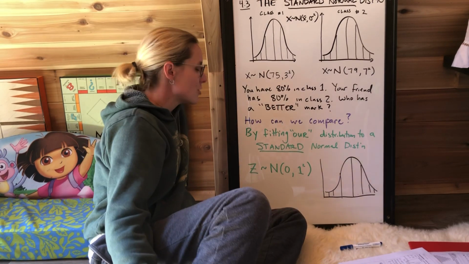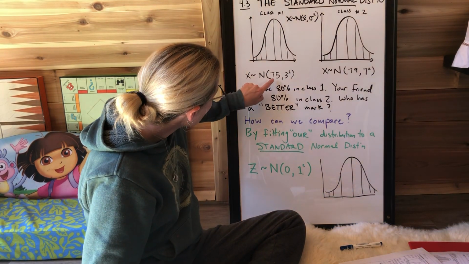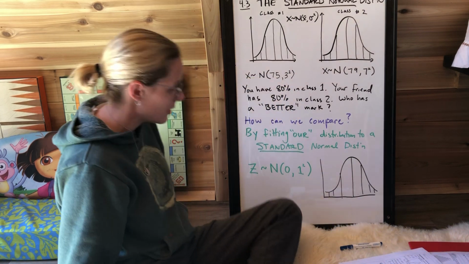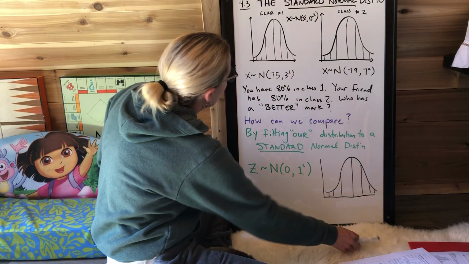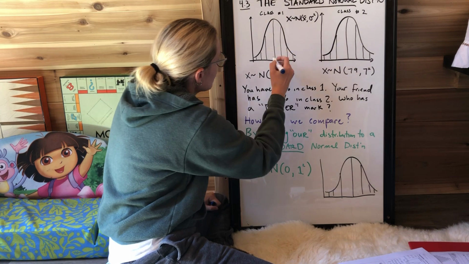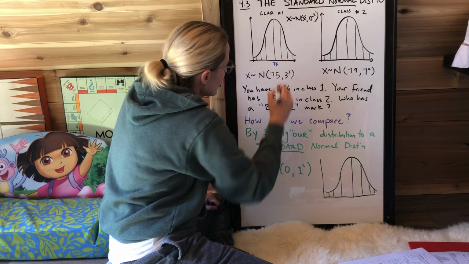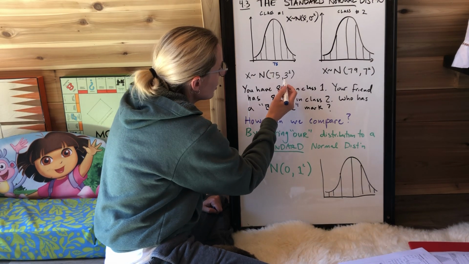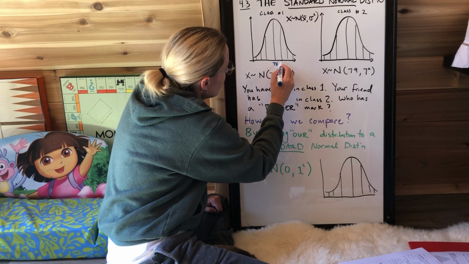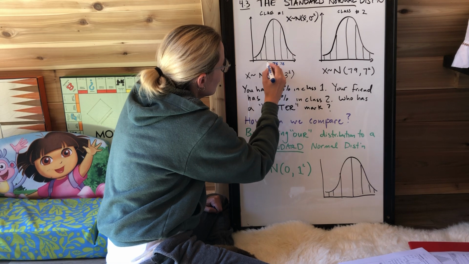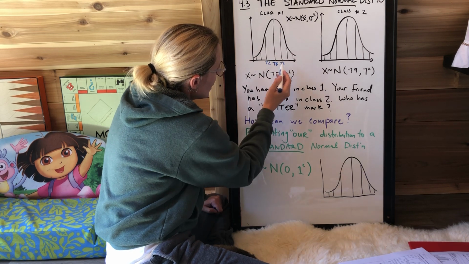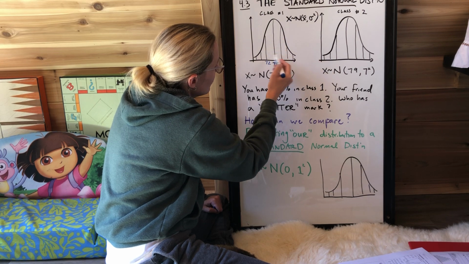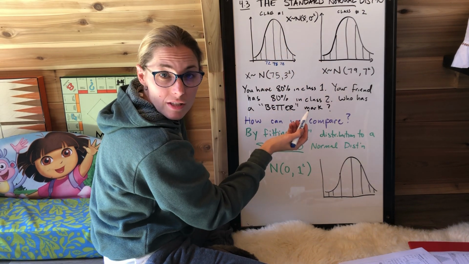So if we look at these two classes, class 1 is a normal distribution with a mean of 75 and a standard deviation of 3. If I was going to put that onto this graph, remember the mean goes in the middle, 75. That's the average. The class average is 75%. A standard deviation of 3 means that if I go 3 above, that gets me to 78. 3 below, that gets me to 72. That's one standard deviation away. Remember from last week, 68% of all people in the class would have a mark between 72 and 78.